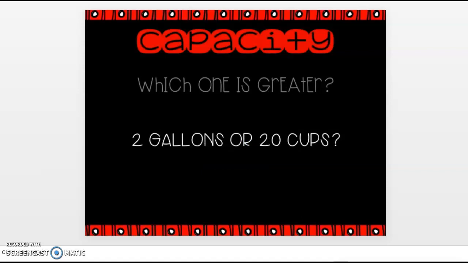This would be number 7. Which one is greater, 2 gallons or 20 cups? Now, I know you don't have 2 gallon kingdoms, but you can still figure it out. I would count all the cups, or if you remember how many cups there are, could it equal? Which one's larger? 2 gallons is larger. I know 16 cups is in 1 gallon, and 16 plus 16 is not 20. So that's how I figured that one out.